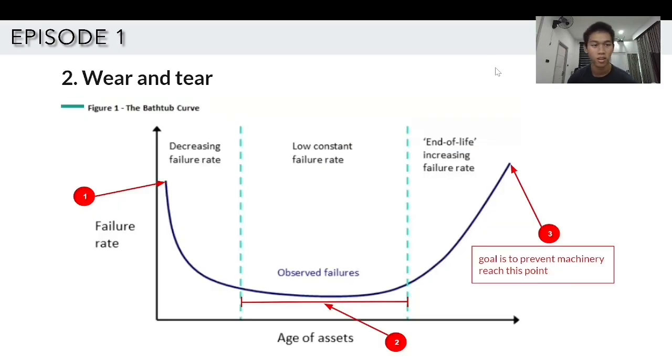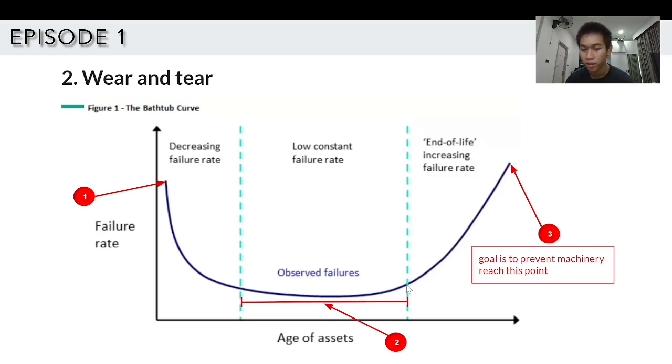Okay. Then the second reason is wear and tear. This is a graph between the failure rate and time. We call this curve a bathtub curve. In the initial stage, as you can see at point 1, whenever a part of a machine or any object is newly produced, it normally has a high failure rate at the beginning, before it decreases after you use it for a few moments, and it becomes stable at one point.